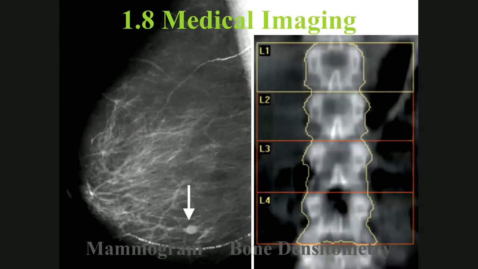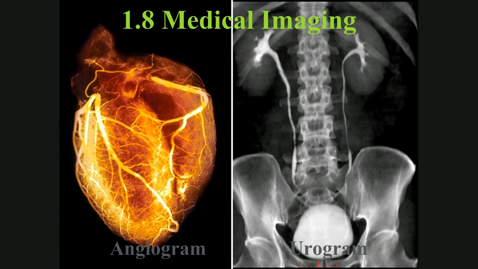Mammogram and bone densities are forms of X-rays. Mammogram, of course, we're detecting breast cancer. Bone density examines generally a woman's lumbar spine and hips to check for osteoporosis. Angiogram, this is where a dye is inserted into the coronary arteries to rule out any kind of blockage. A urogram also in the ureters to detect blockage or tumors in that area.